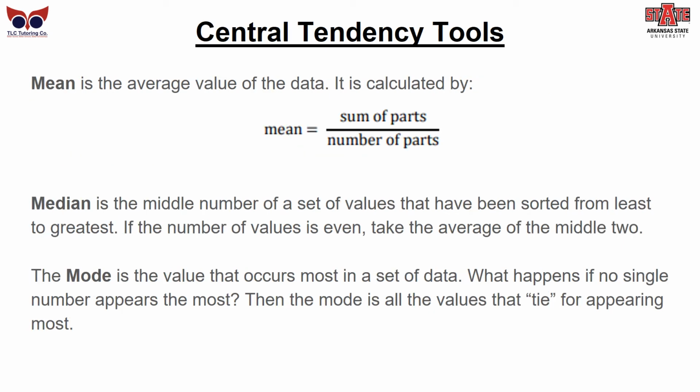So let's just go through some of these central tendency tools. A mean is the average value of the data, and it's calculated by taking the sum of all the parts and dividing by the number of parts. Median is the middle number in a set of values that's been sorted from least to greatest. And if the number of values is even, you average the middle two. So you line them up and you find the middle number. The mode is the value that occurs the most in the set of data. If something occurs more than anything else, that's your mode. And if there's no single number, then the mode is all the values that tie for appearing most.